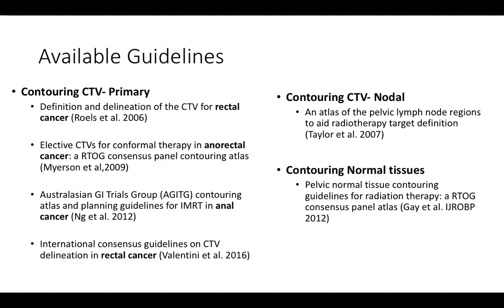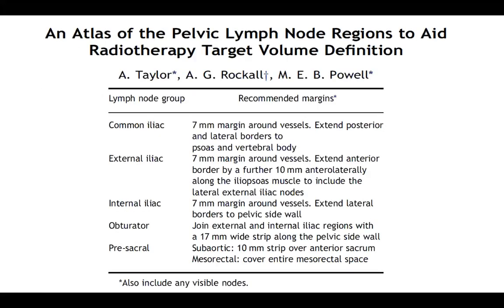Now there are multiple guidelines. Some of them, for the target lesions, the CTV primary, were directed either to the rectum, or to the anorectum together, or to the anal canal alone. So this is a combination. In the end, the most recent guideline, Valentini et al, has tried to consolidate all this information and come up with these guidelines. This is what we will be discussing finally.